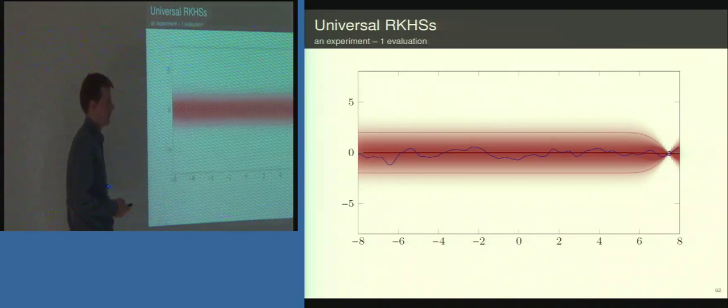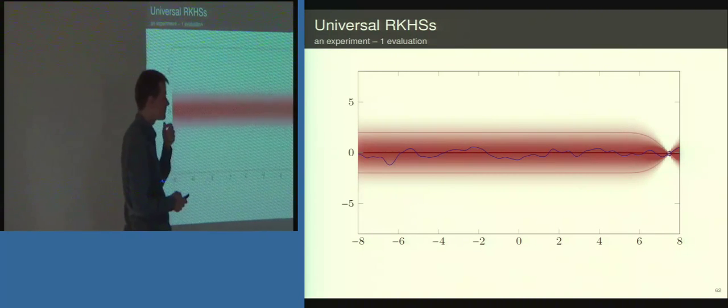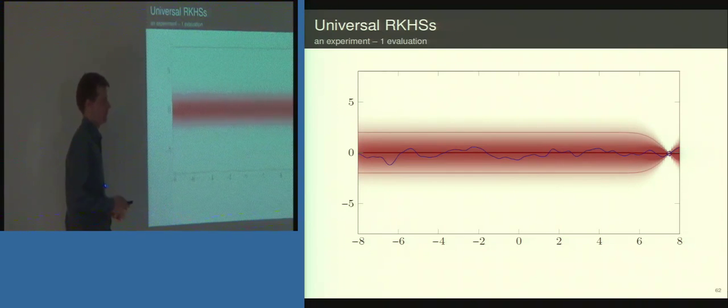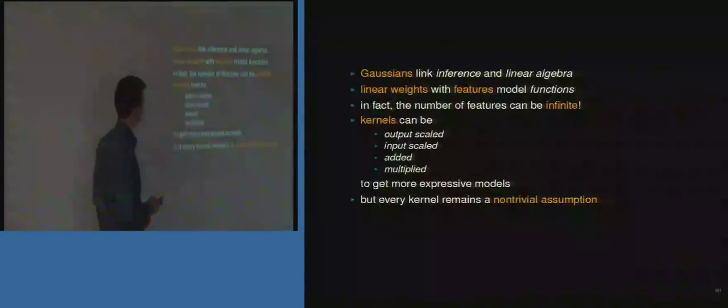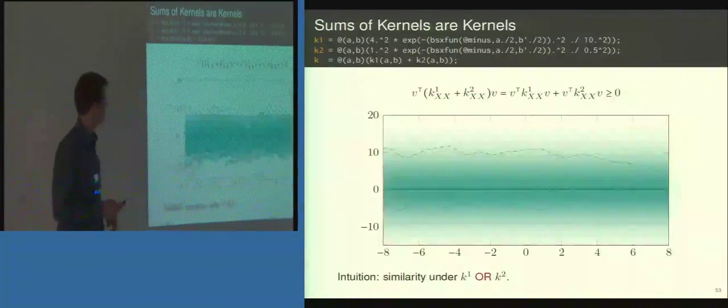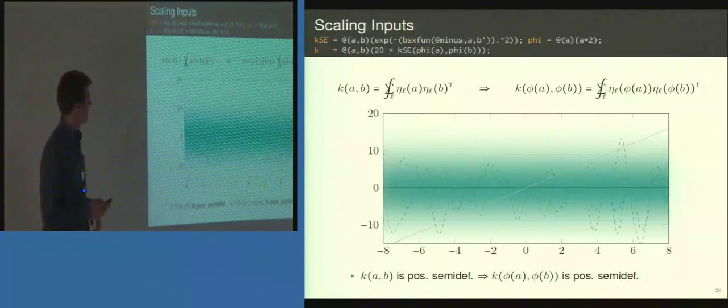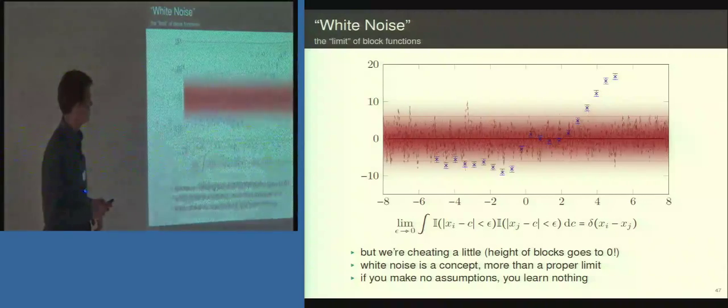Am I right in thinking then that regardless of the underlying function you're trying to model, the posterior mean is always going to be continuous? No. So, where do I have my example with the step functions?